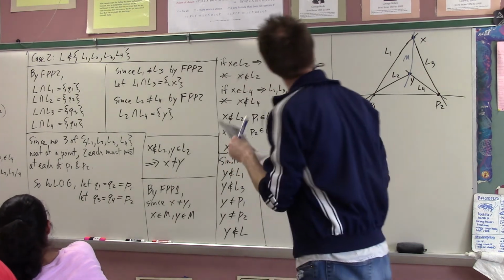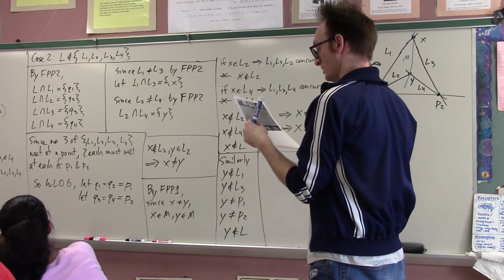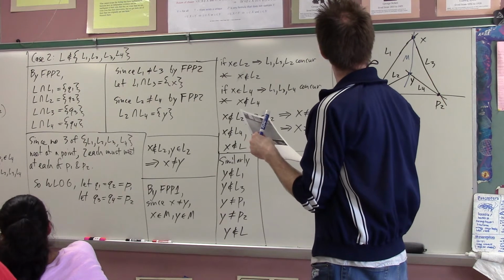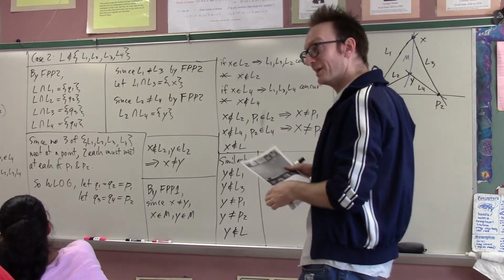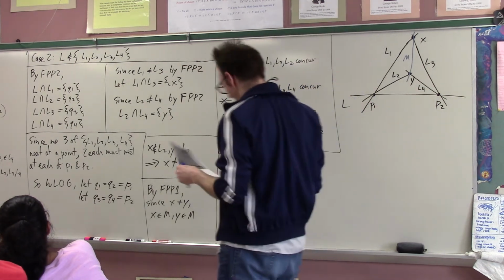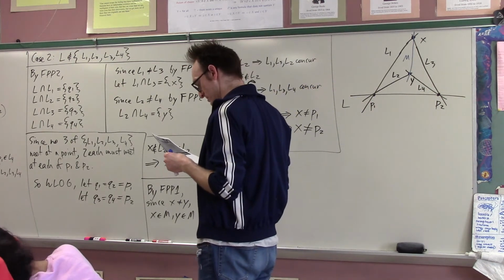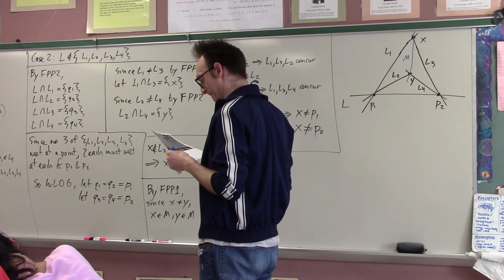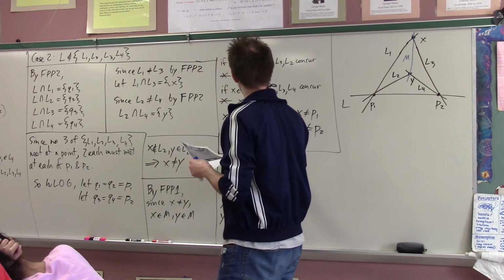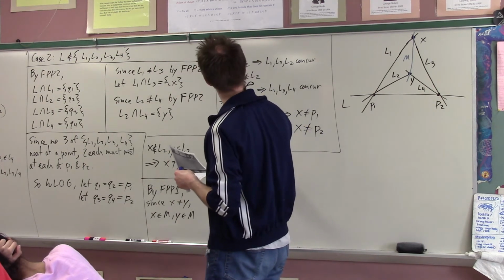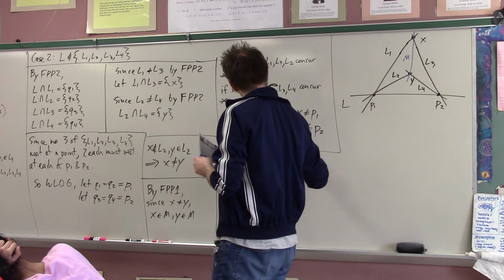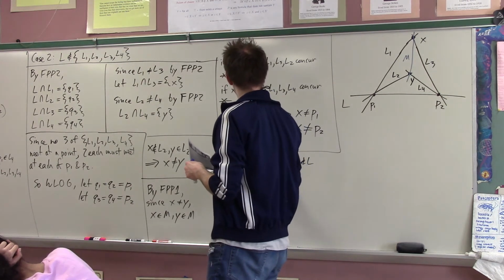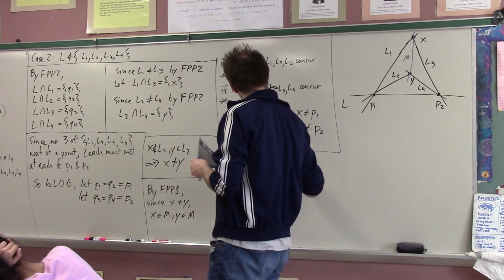What else about this line M? It has to go through L. Yeah, that's true, but first I have to show that it's not L, believe it or not. Why is it not L? Because x... have I already shown that x is not on L? I did. So x is on M, x is not on L, so therefore, conclusion, L is not M.